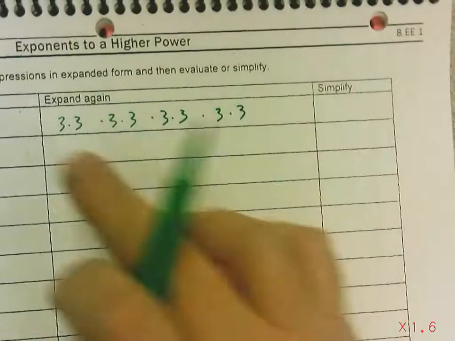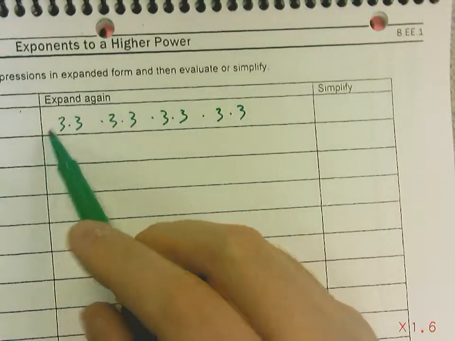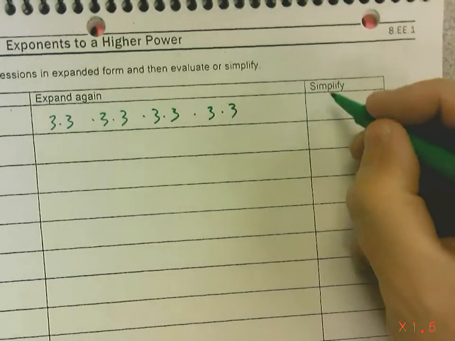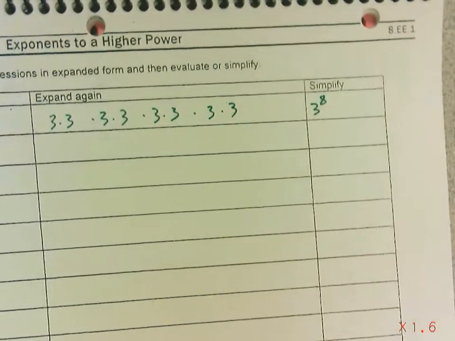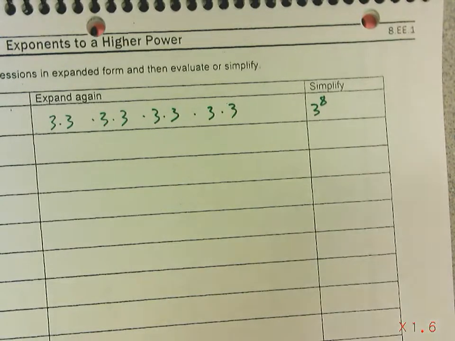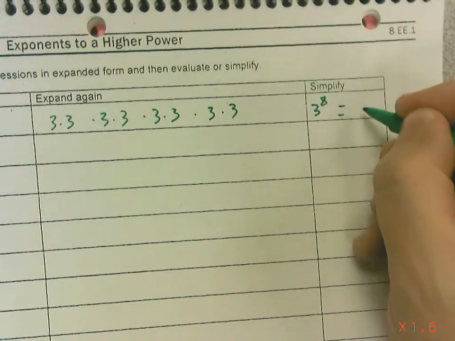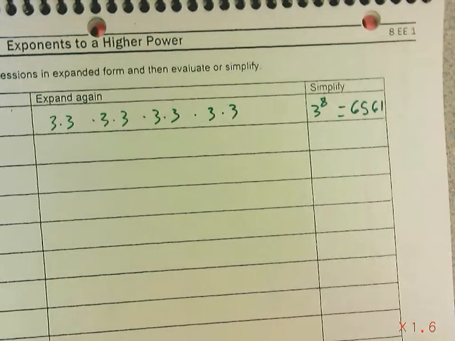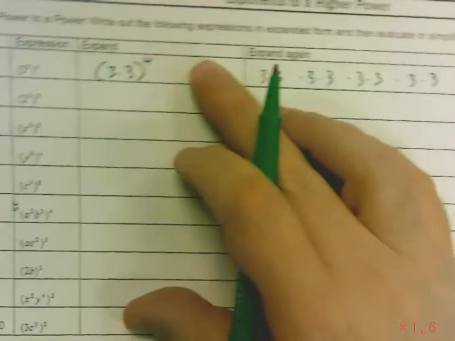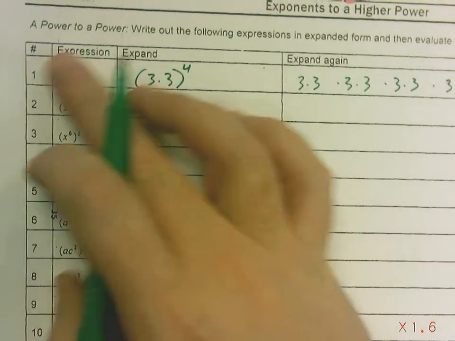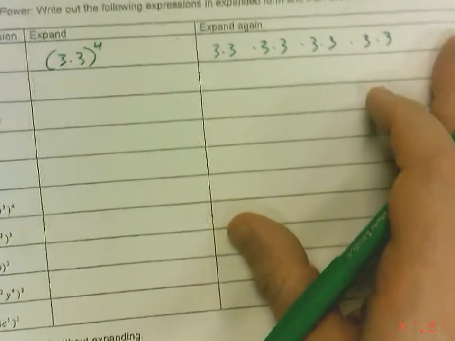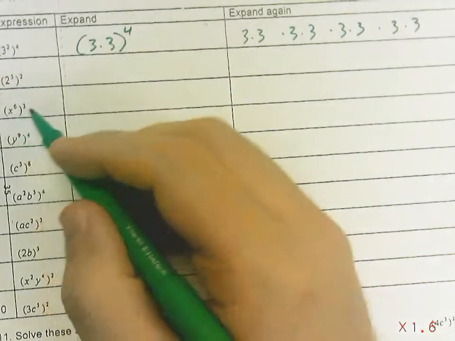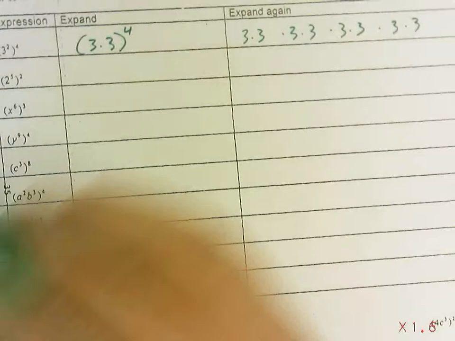So then to simplify that, let's count up how many 3's I have. 1, 2, 3, 4, 5, 6, 7, 8. So I could simplify that to 3 to the 8th power, or if I were to convert that, it would be 6,561. Okay, so maybe we can see that rule already, but let's try it again with a variable and see if we can figure that out. That rule, I'll go over it after I do the variable.